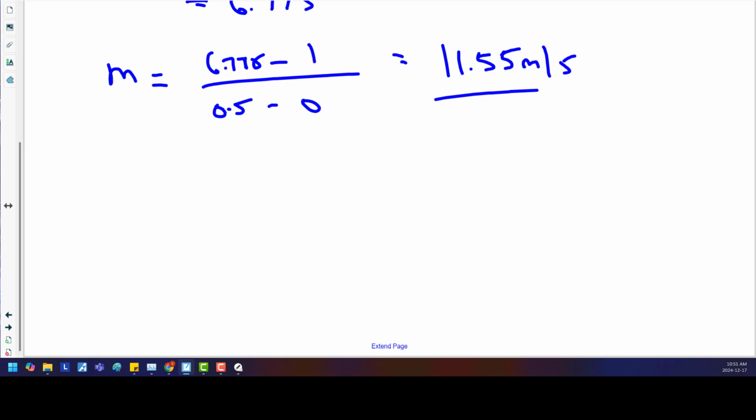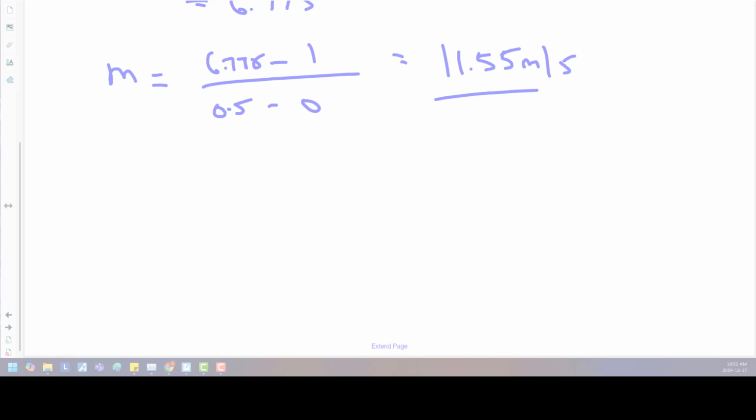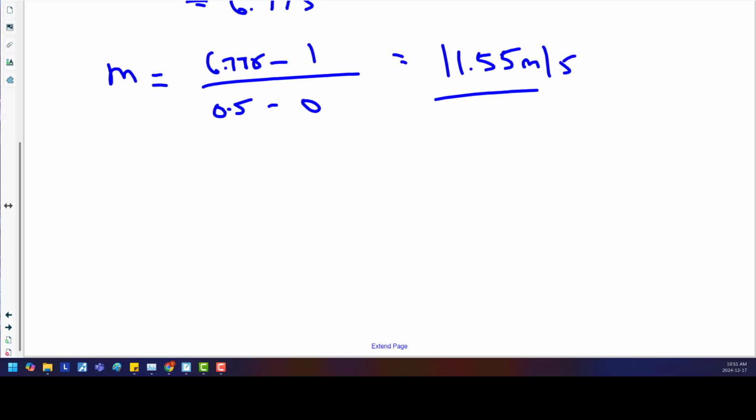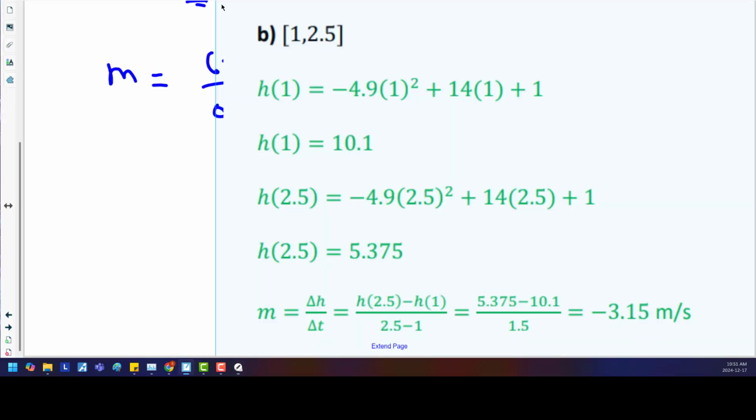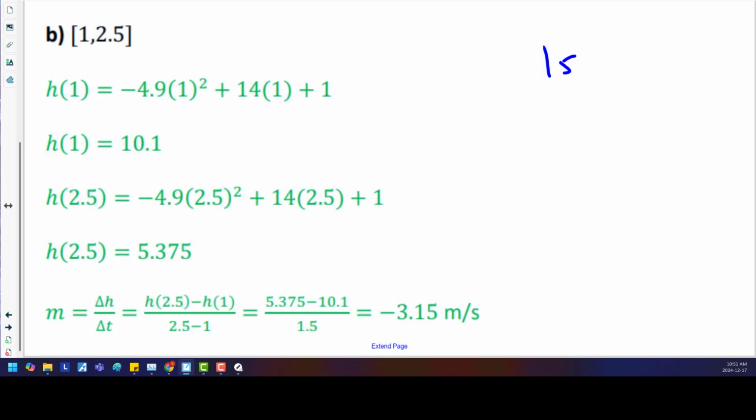It's very similar to secant, and I'm not going to do the other one. I'm just going to show it to you because it's pretty straightforward. You do the exact same thing, except with the intervals between 1 and 2.5, you plug in 1, you solve for your height, you plug in 2.5, you solve for your height, and you subtract your heights divided by the difference in your times, and then you get a nice rate there. So basic stuff, nothing new. But now we're going to do something different.